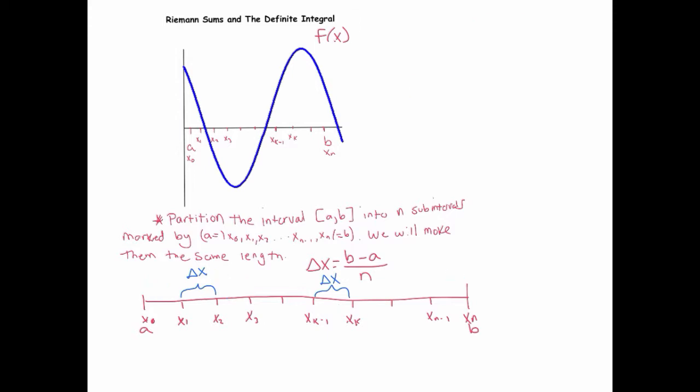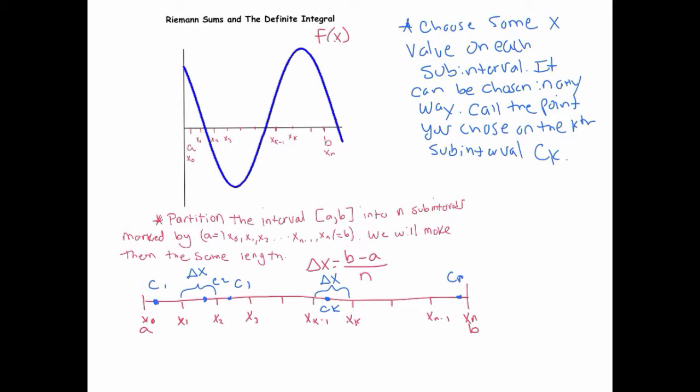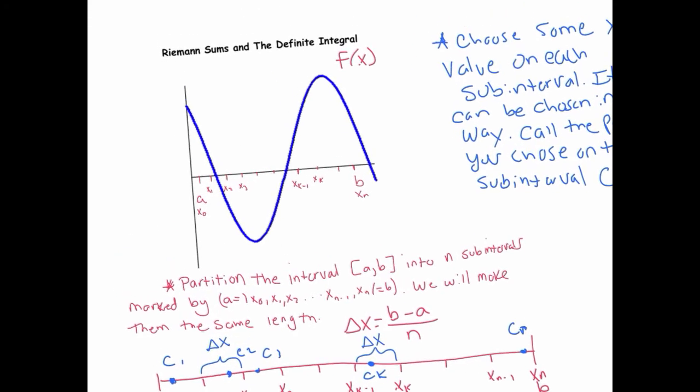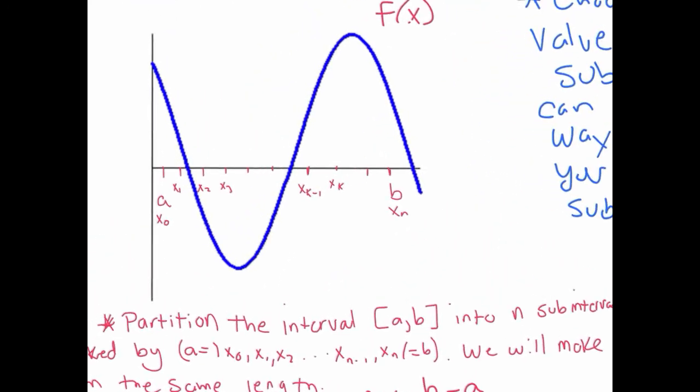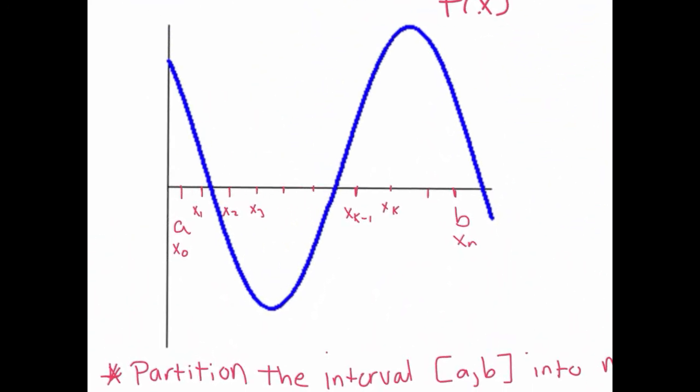So I've essentially put tags on the x-axis on each subinterval, and now I'm going to let that determine the height of my rectangle. So if we zoom in here, here's my c sub 1, here's my c sub 2, here's my c sub 3, here's my c sub k. These are what are determining the height of my rectangles.